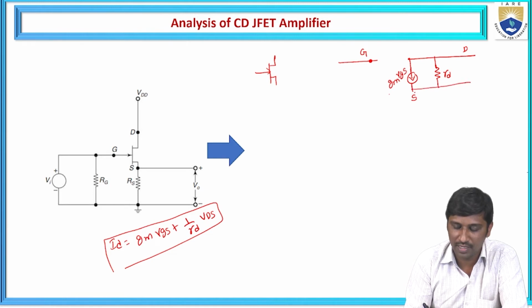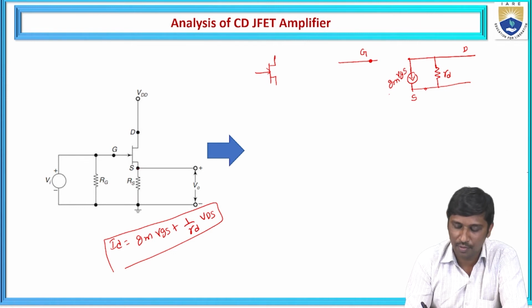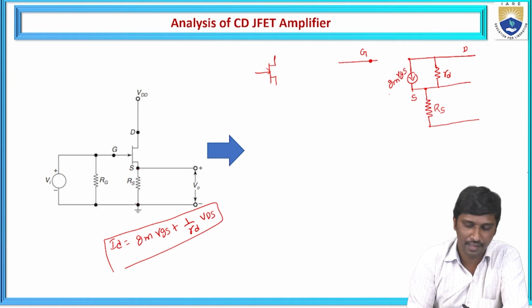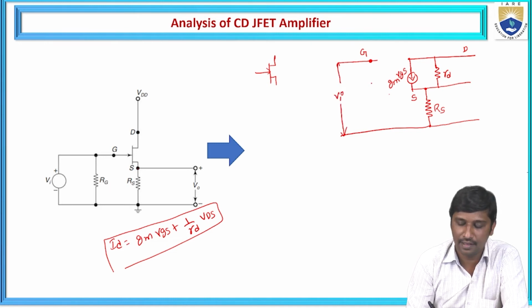Hence, I am going to redraw the circuit. From this source we have the load resistance, so I am going to place the load resistance, or source resistance, RS, connected to ground. Then your input is applied between the gate and the lower potential. Hence we apply an input source, Vi, between the gate and the lower potential. Up to this point, we know that this is VGS.